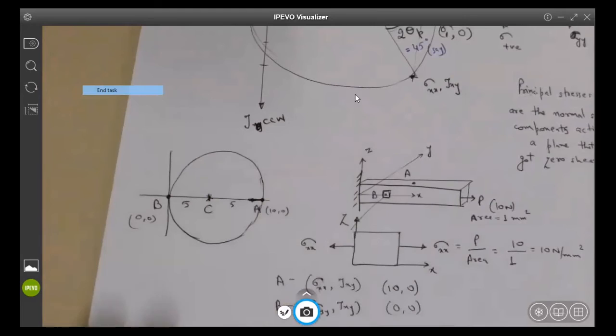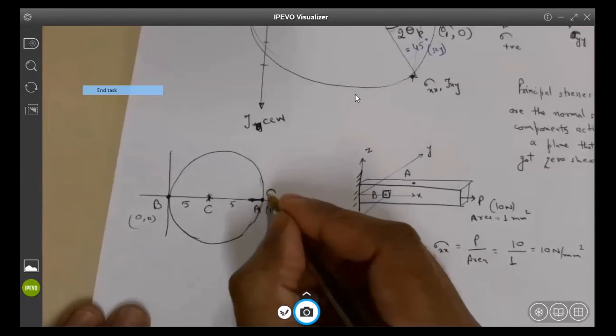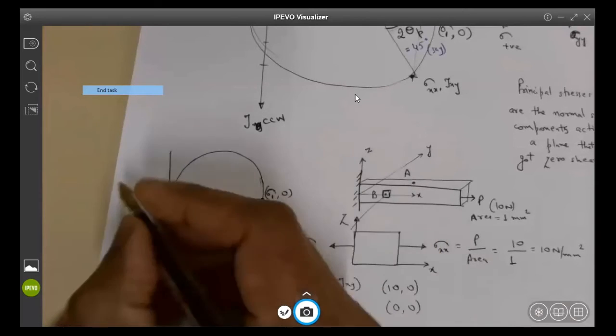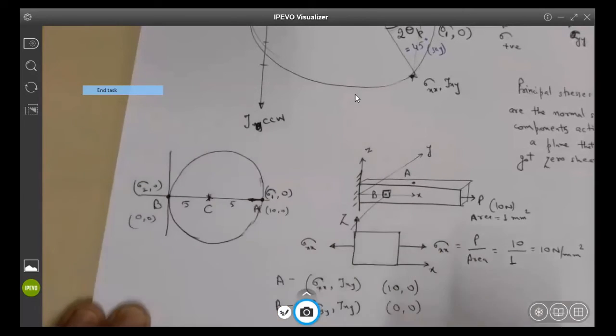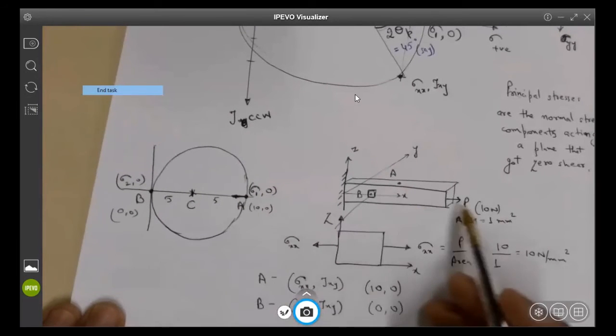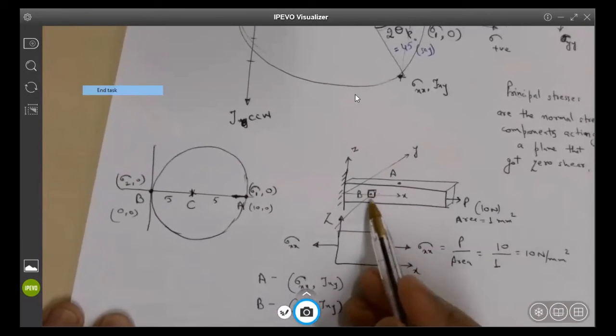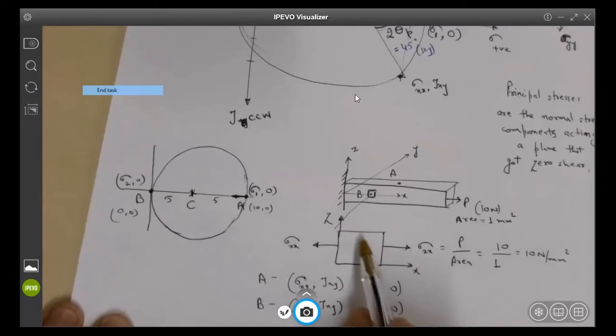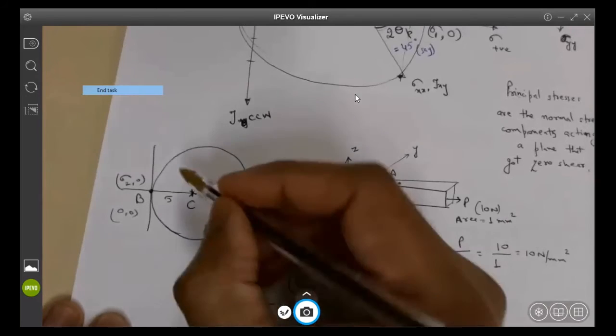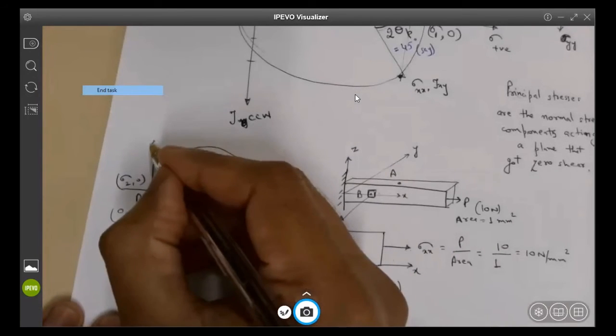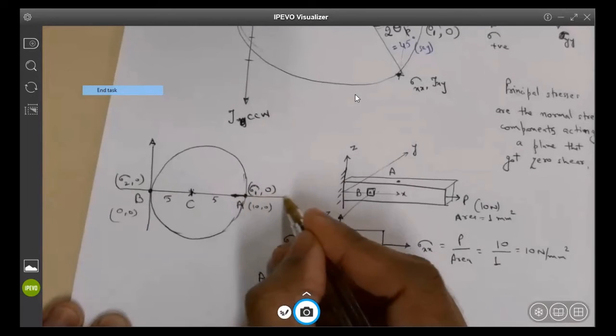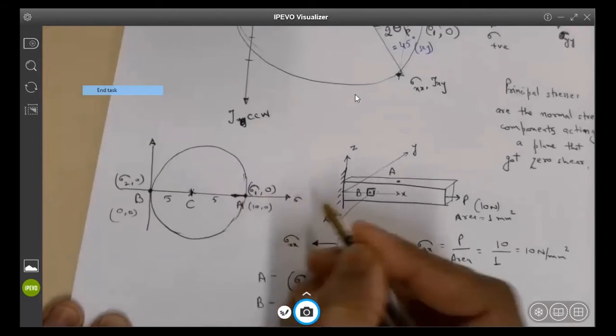So what will be the principal stresses then? Sigma 1 would be 10. Yes, perfect. So this will be sigma 1 and this will be sigma 2. So basically in a uniaxial load, this stress element itself is a principal stress element because there is no shear stress acting on it. Now, can somebody tell me at which point the shear component is maximum?